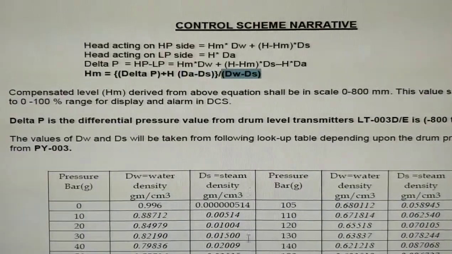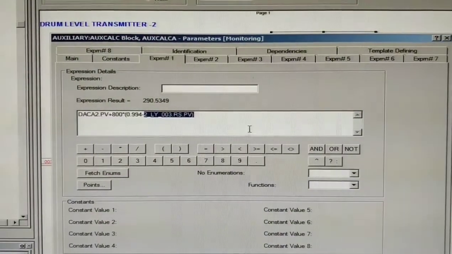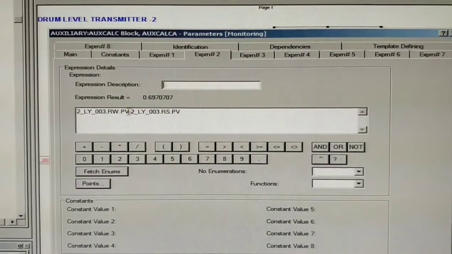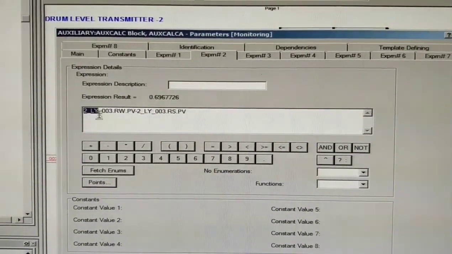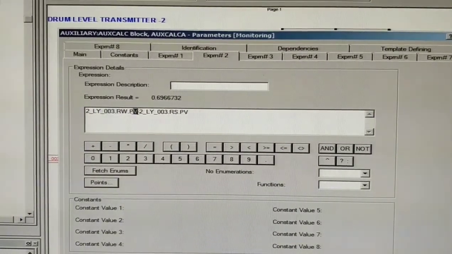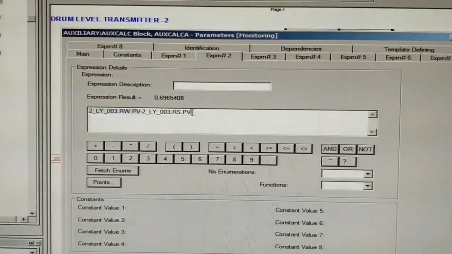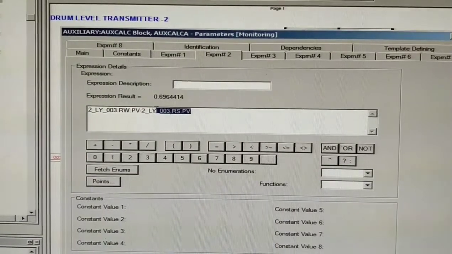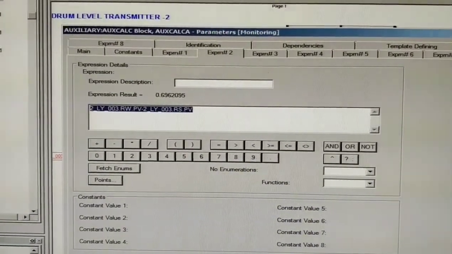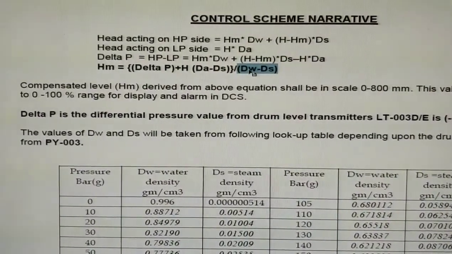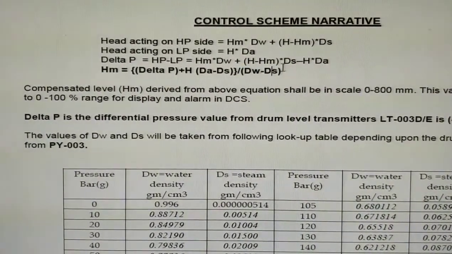Now dW minus ds is remaining. So in the next page, this is the raw water density tag and this is the steam density. RS is steam density and RW is water density. So here the difference between these two, dW minus ds, is calculated.